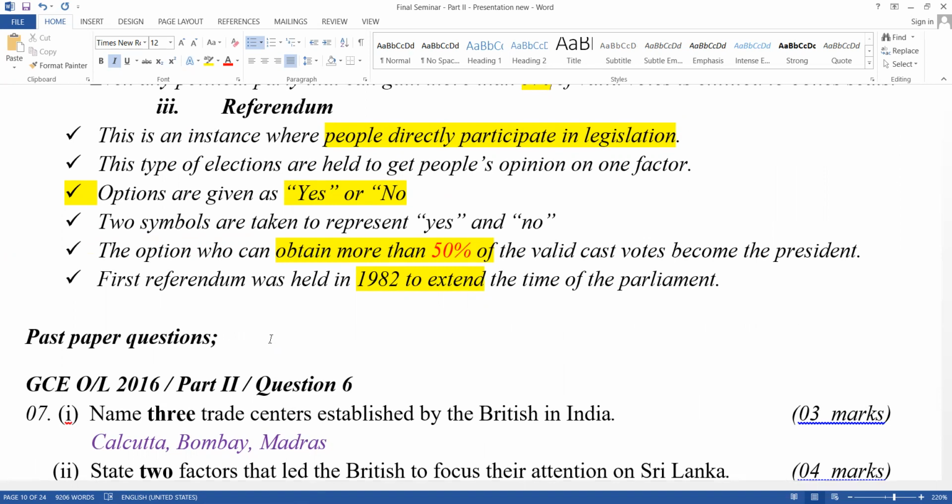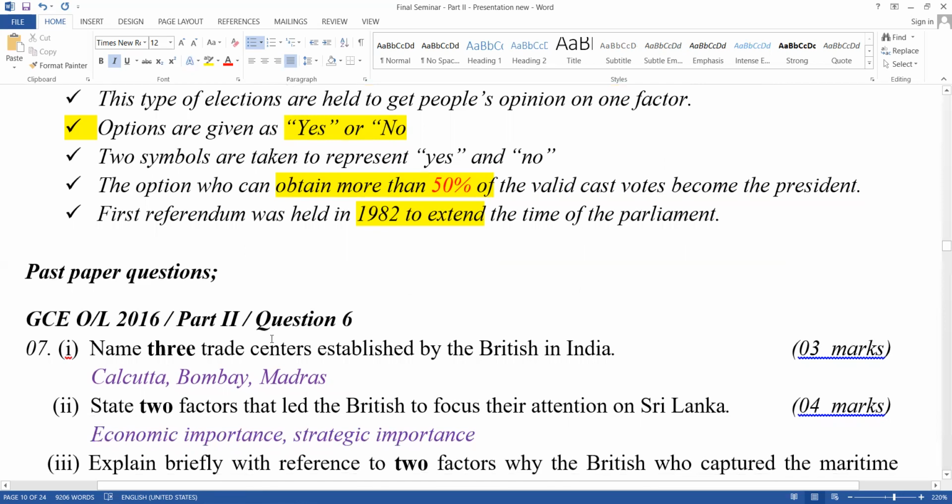State 2 factors that led the British to focus their attention on Sri Lanka. Why did the British pay attention to Sri Lanka? Because of 2 reasons. What are the 2 reasons? Trincomalee Harbour, economic importance and strategic importance. Strategic importance means Trincomalee Harbour, the location, yes.